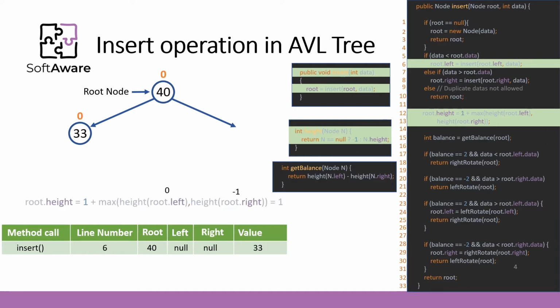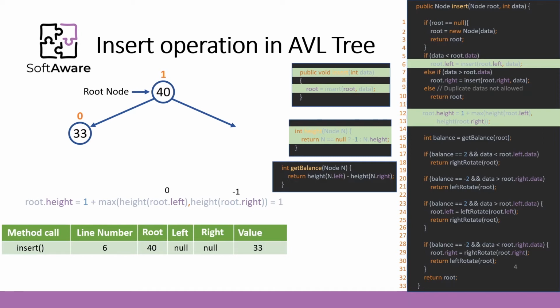Root.left's height is 0. We know that because there is a node with value of 33. But the root.right has a null pointer. From the height function, we know that it will return -1. As it returns -1, the maximum between 0 and -1 will return 0. 1 plus 0 is equal to 1. So this is one way to update the height of a node in practice.